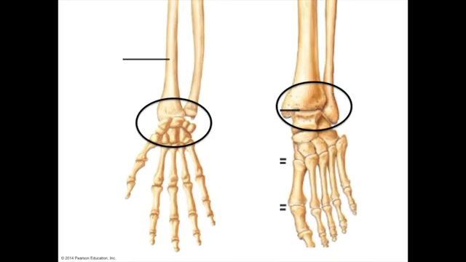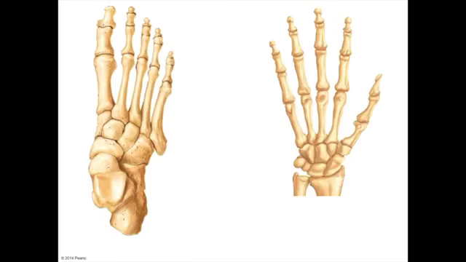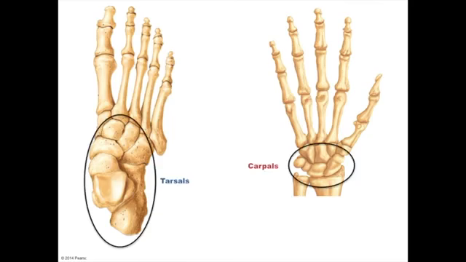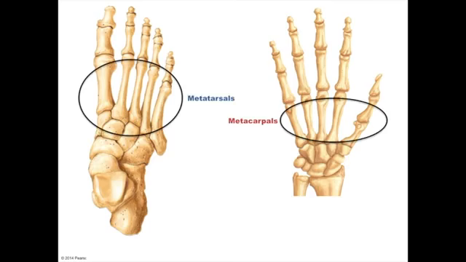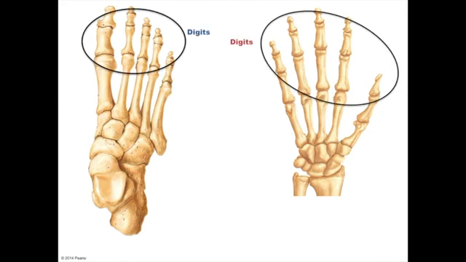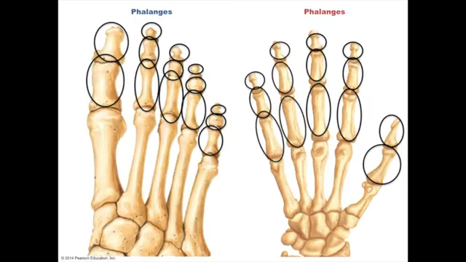and ankle joints. So the hand consists of 8 carpal bones, the foot consists of 7 tarsal bones. The hand has 5 metacarpal bones and the foot has 5 metatarsal bones. For both, the 5 digits are made up of 14 phalanges, which conveniently all have similar names.